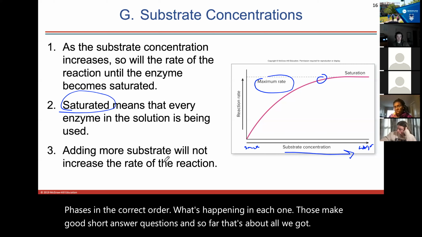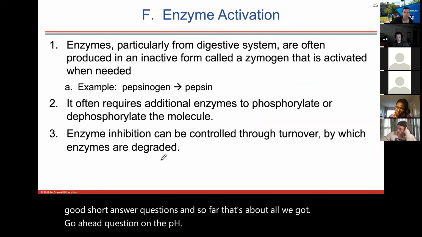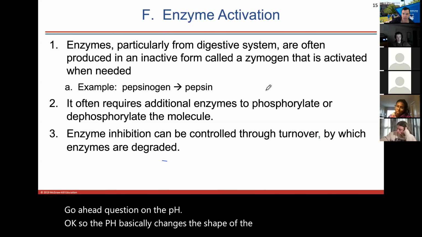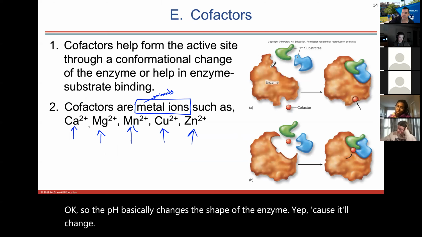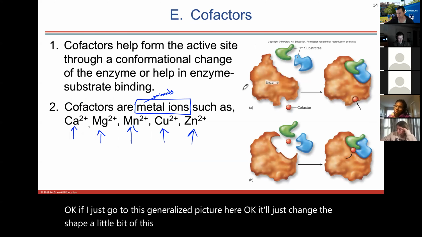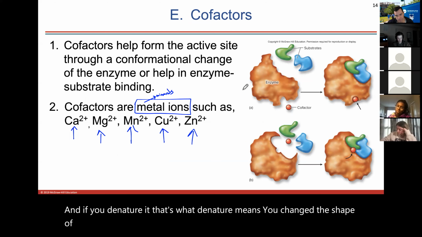Go ahead. Question on the pH. So the pH basically changes the shape of the enzyme? Yep, it'll change. If I just go to this generalized picture here, it'll change the shape a little bit of this thing. And if you denature it, that's what denature means. You change the shape of the enzyme. Okay, thank you.